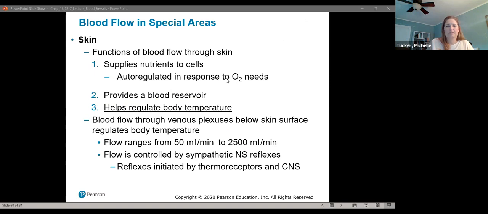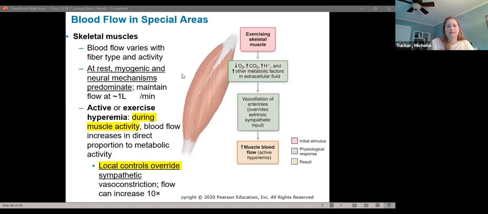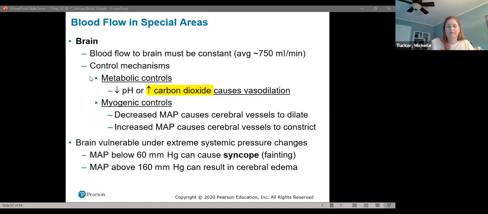Okay, so you guys are probably wondering, what do I need to remember? So skeletal muscle at rest, we'll just say the sympathetic nervous system dominates, and then with activity, local controls override due to this high change in metabolic activity. So start with sympathetic, and then with exercise, we switch over to local metabolic. The brain uses both metabolic and myogenic to maintain a constant flow rate and a constant pressure. And that main metabolic control is going to be carbon dioxide.